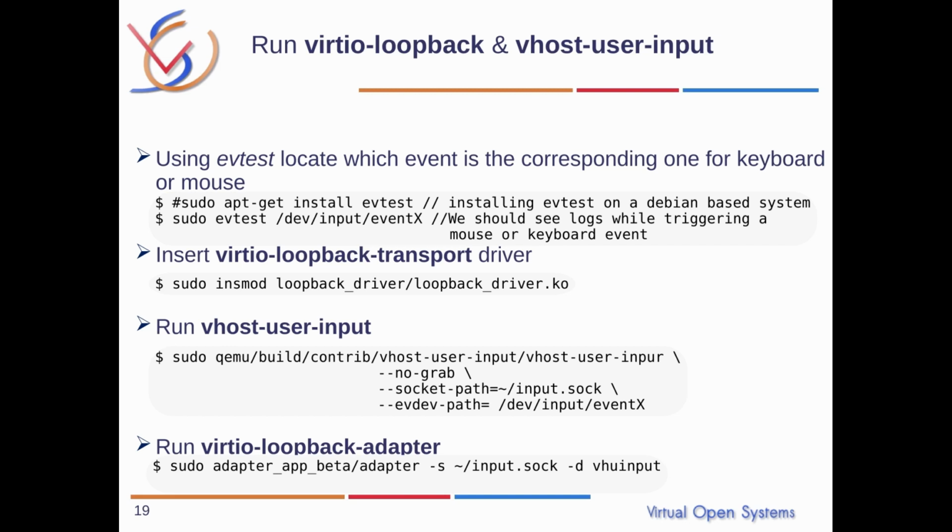Then we go on with inserting the Virtio-Loopback transport driver, and running the Virtio-user-input by providing the no-grab argument, which gives the ability to Virtio-user-input to not grab exclusively the event file, the correct socket path, and the source event path, which points to the event file found earlier by using the evtest command. Last step, again, is to run the Virtio-Loopback adapter with the correct socket path and the type of our Virtio-user device.